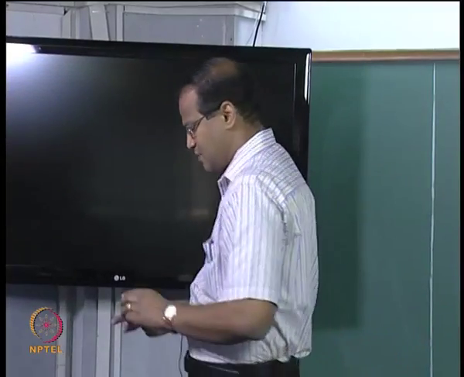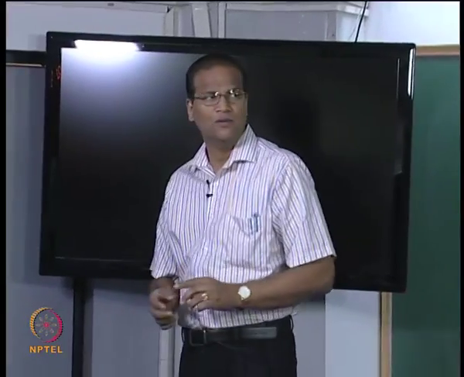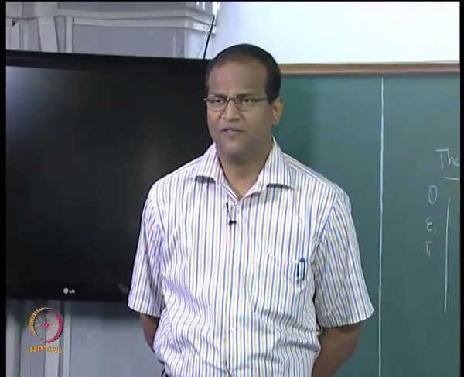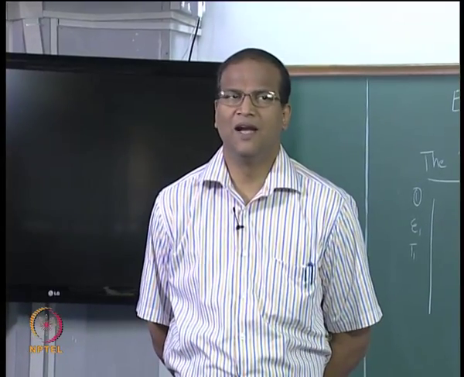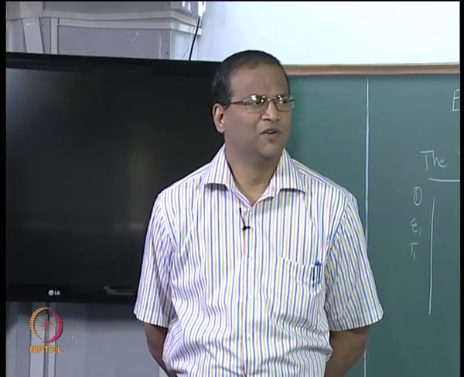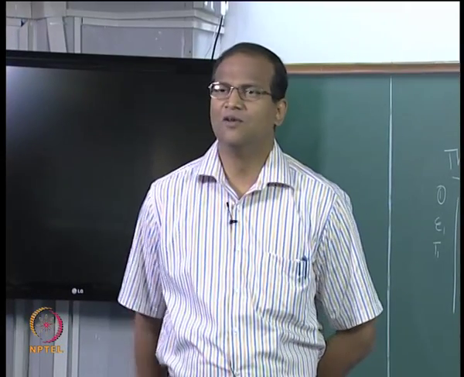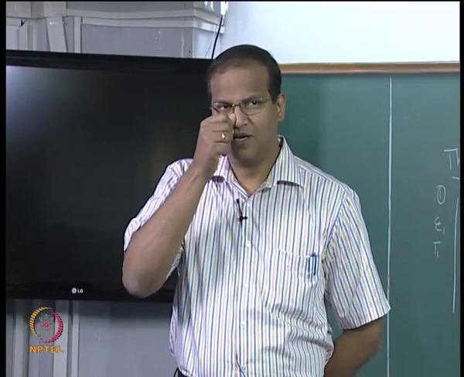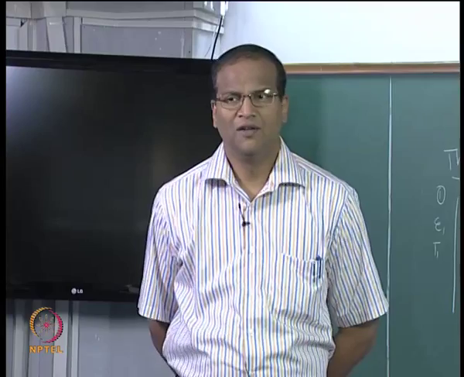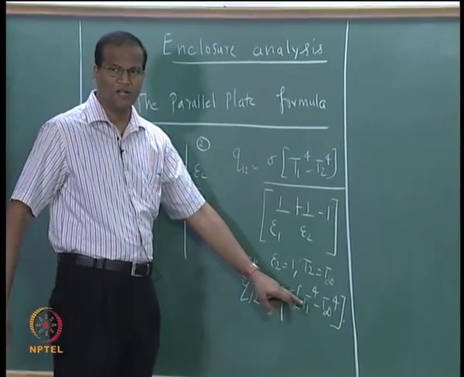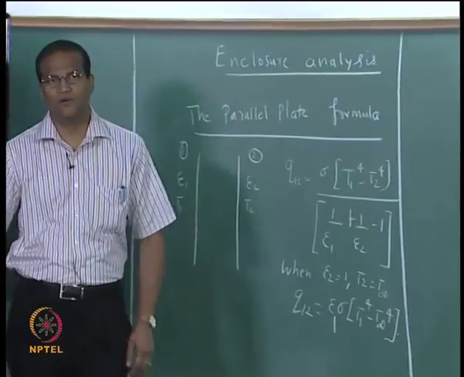In yesterday's class we solved a few problems in enclosure analysis. We started off with a one surface enclosure, namely we just took a plate which had an emissivity of epsilon 1, temperature T1, and the outside was at T infinity. You can consider it to be a black body at T infinity. We got the very familiar result, Q equal to epsilon sigma (T to the power of 4 minus T infinity to the power of 4).